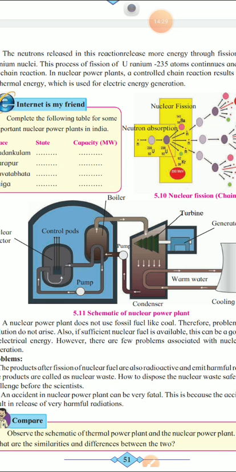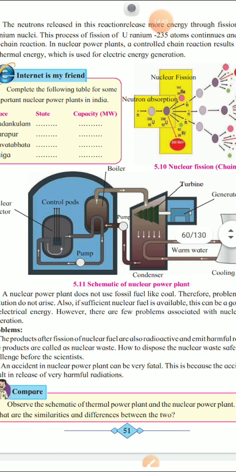Now you can see the figure, children. The neutrons which are released in this reaction produce more energy through the fission of more uranium nuclei. This process of fission of uranium 235 atoms continues and is called a chain reaction.